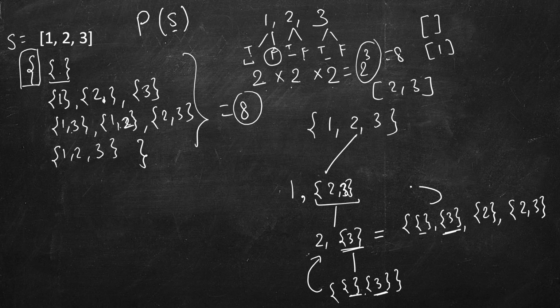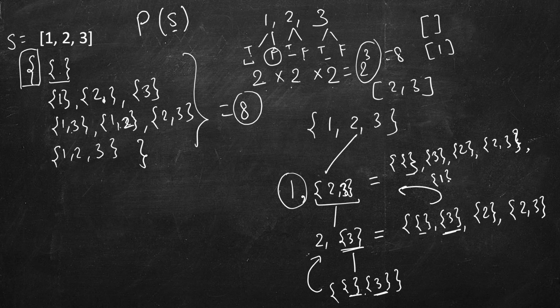So this is returned back here. So what it will do, it will keep all of them as they are, that is empty set, 3, 2, 2, 3, and additionally it will take all of them and add 1, the first element, to it.